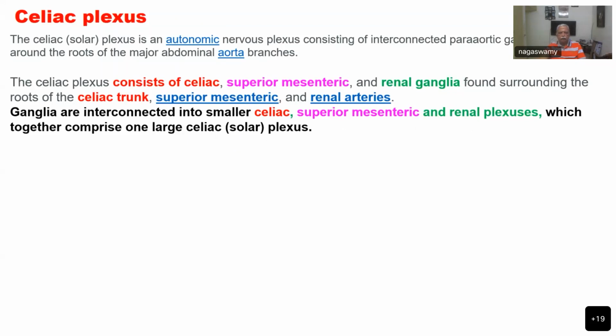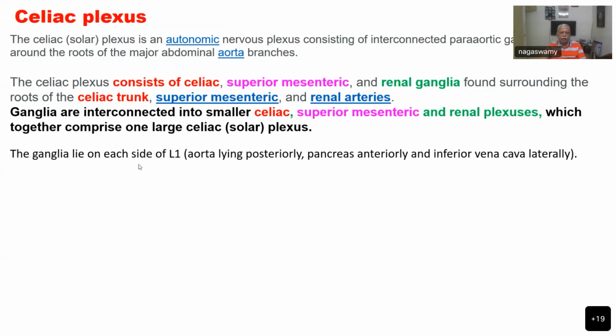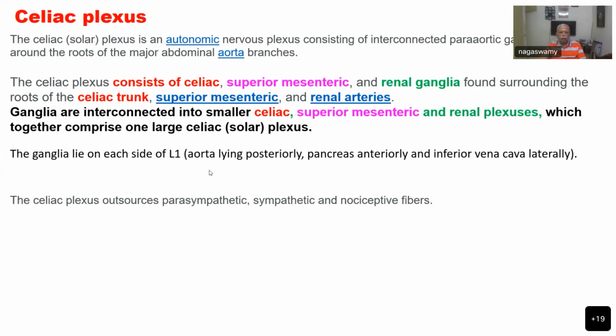Plexus means a bunch of nerves, a crisscrossing bunch of nerves, and the ganglia lie on each side of the L1 lumbar vertebra. Aorta lying posteriorly, pancreas lying anteriorly, and inferior vena cava laterally. This is the relationship of the celiac plexus or the celiac ganglia at the L1 level.